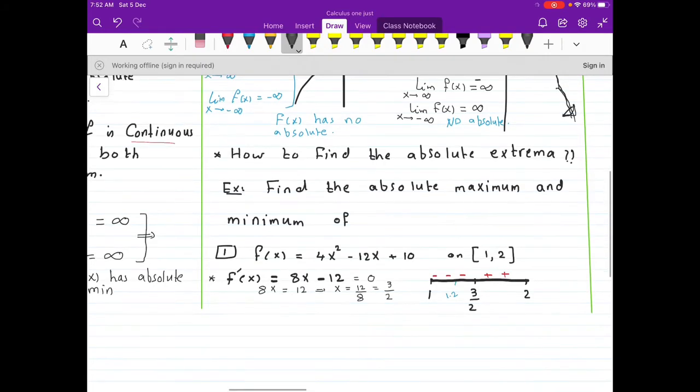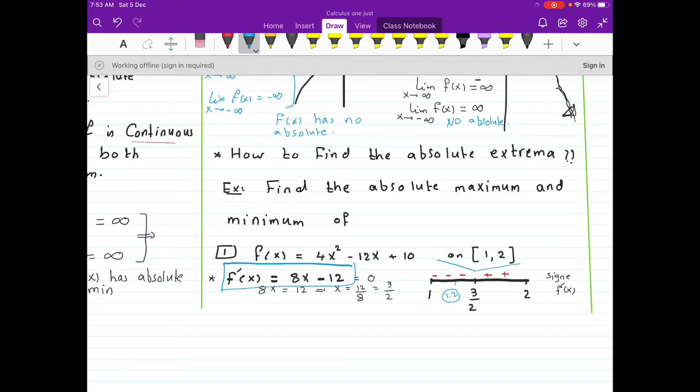So we want to study the sign of f prime, so we have the critical point 3 over 2 between 1 and 2. This is the sign for f prime of x. If you choose a number between 1 and 3 over 2, like 1.2, and you substitute in f prime, you get a negative sign. And if you choose a number between 3 over 2 and 2, the sign will be positive. That means the function is decreasing, then increasing.